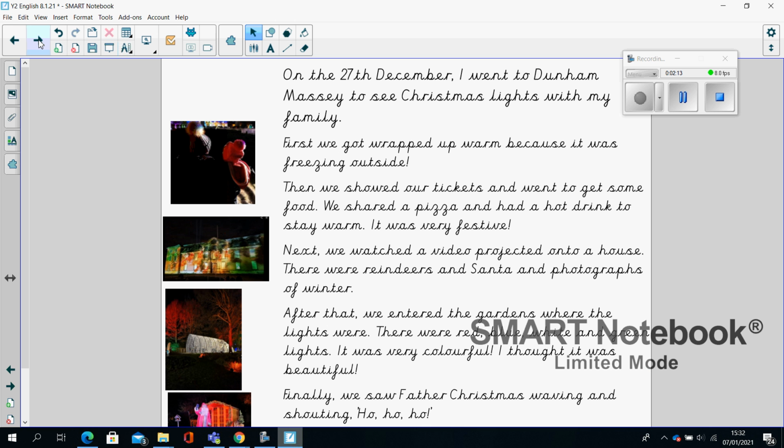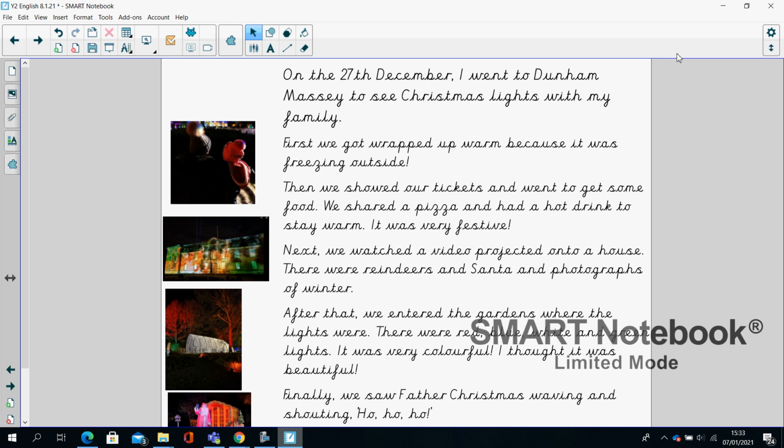This is a recount I've written about another thing I did in the holidays. On the 27th of December, I went to Dunham Massey to see Christmas lights with my family. First, we got wrapped up warm because it was freezing outside. Then we showed our tickets and went to get some food. We shared a pizza and had a hot drink to stay warm. It was very festive. Next, we watched a video projected onto a house. There were reindeers and Santa and photographs of winter.